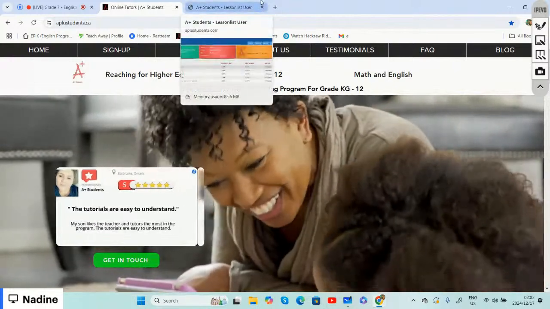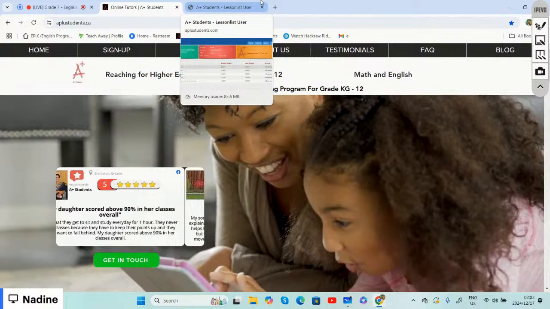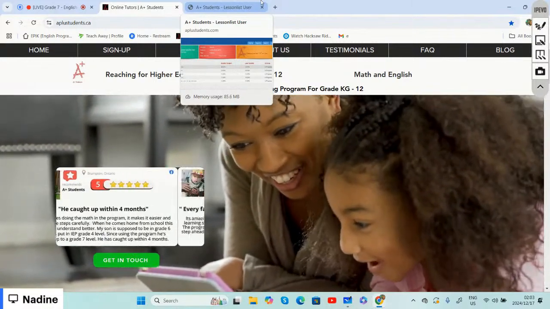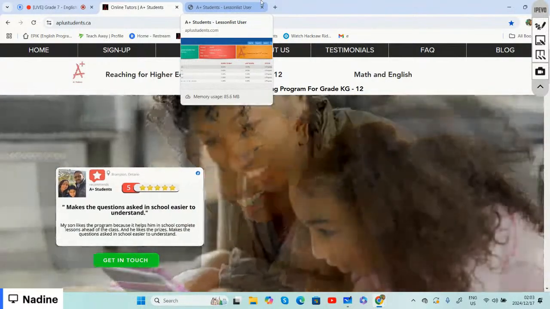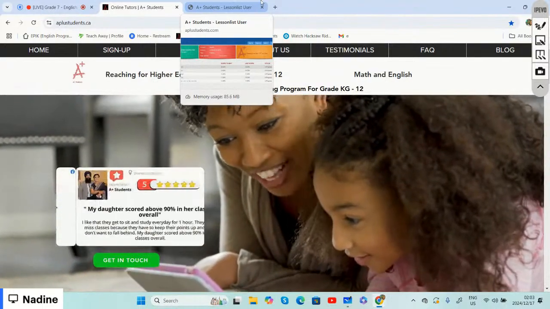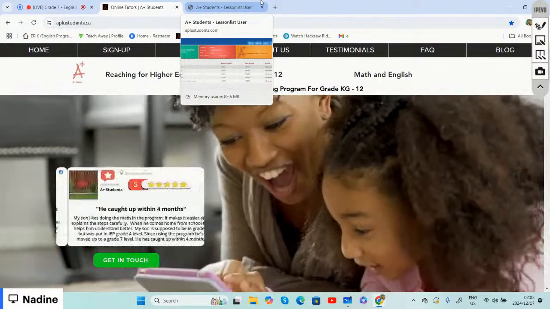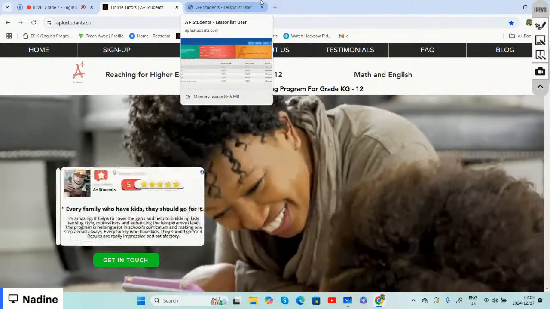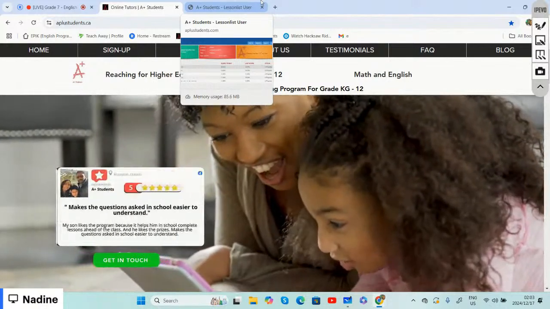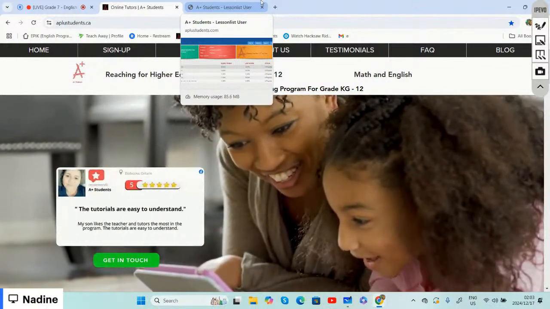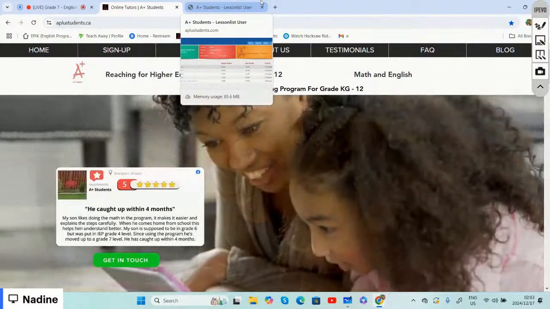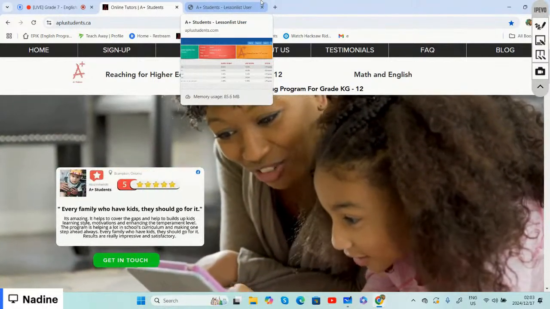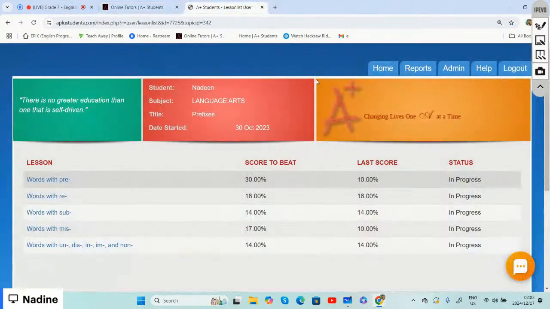And before we start, we're going to log on to aplusstudents.ca. Once we've logged on with our username as well as our password, we're going to select the subject of English Language Arts, and then scroll down until we get to our chapter of prefixes.